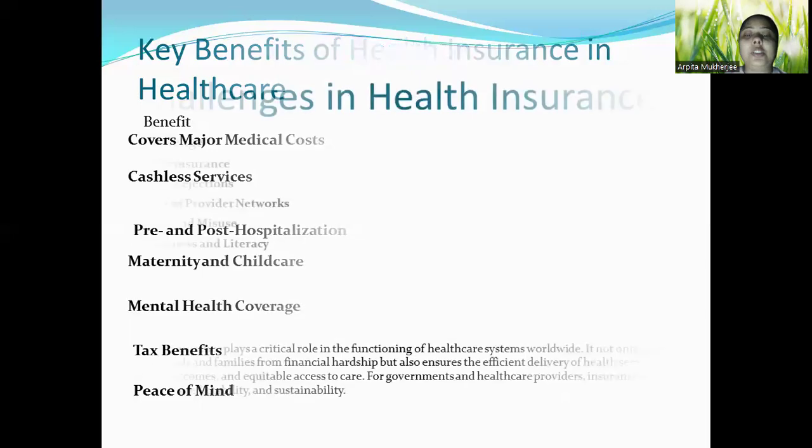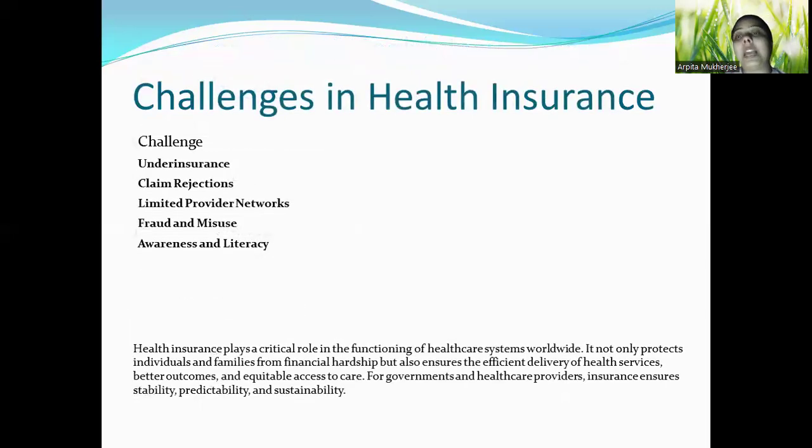Next are the challenges in health insurance. What are the different challenges that we have to face while we take up health insurance schemes? Under-insurance: many a time people have insurance, but the coverage is inadequate. Many of the tests might not be included in the insurance, or many of the treatments might not be included. So this is under-insurance.